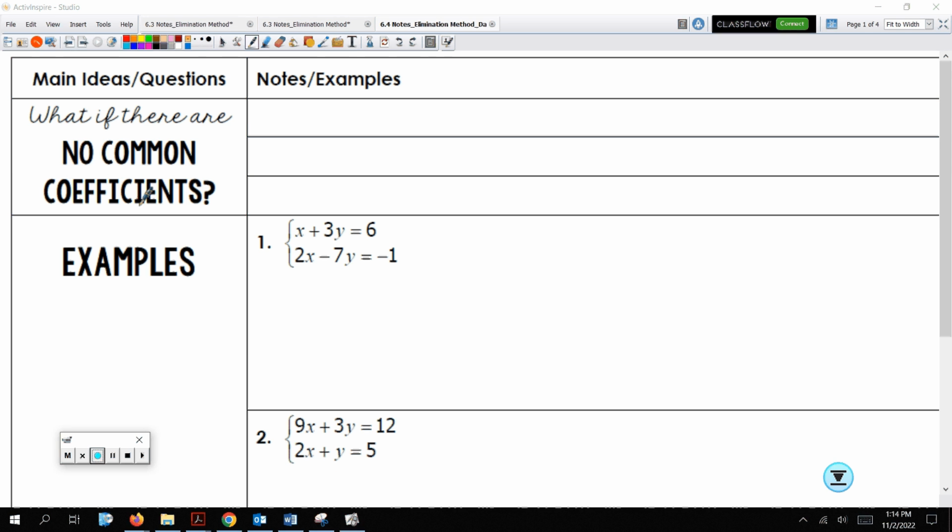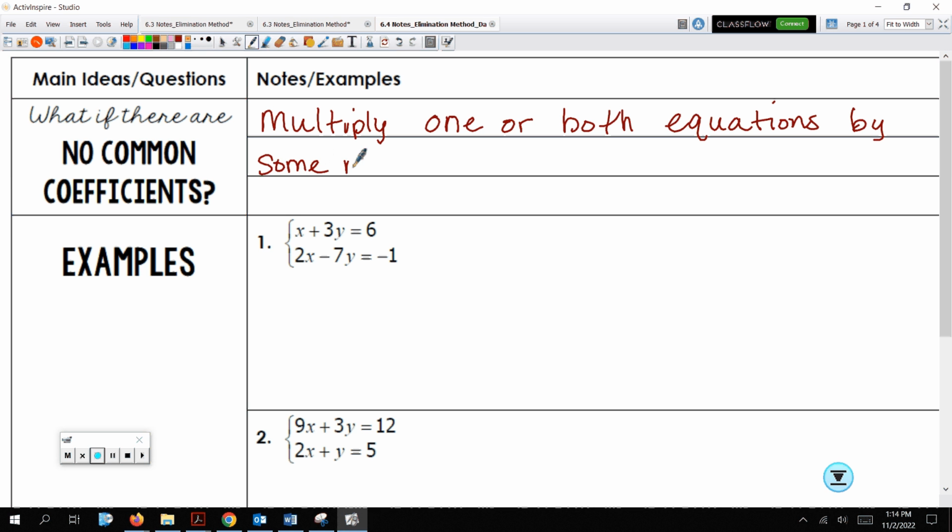What we're going to do is we're going to multiply one or both equations by some number that will create opposite coefficients.